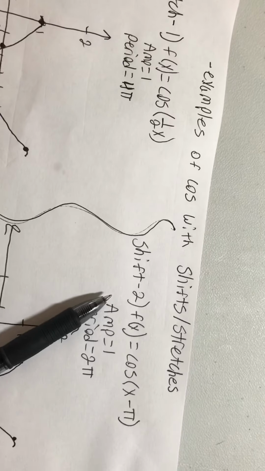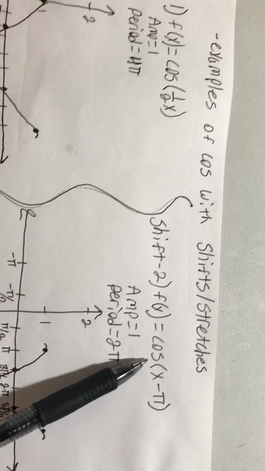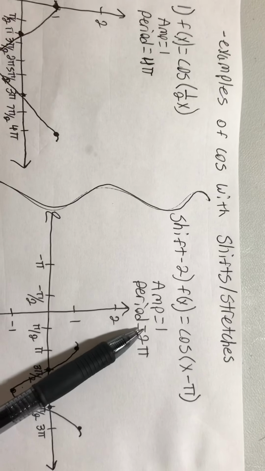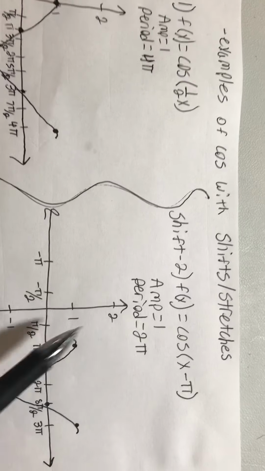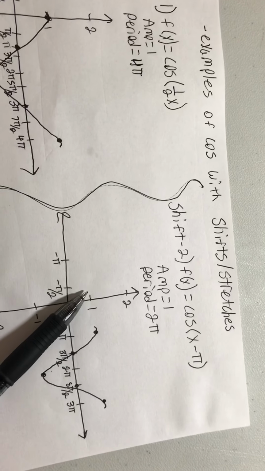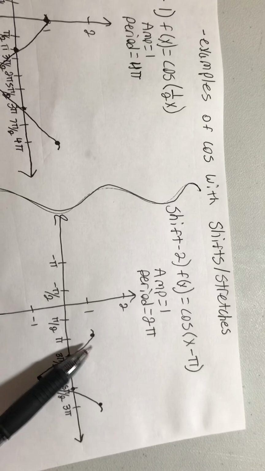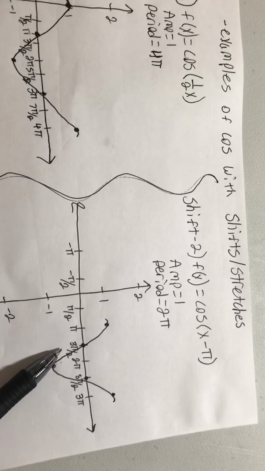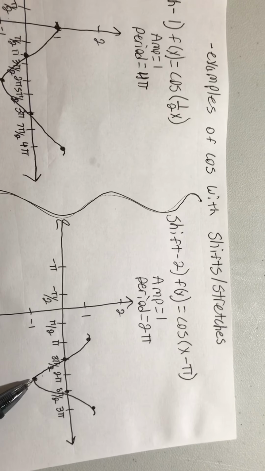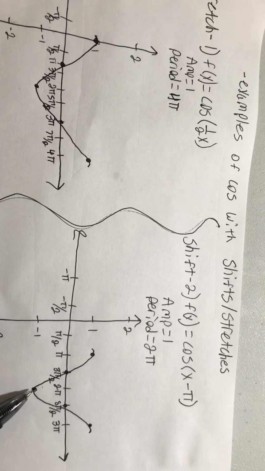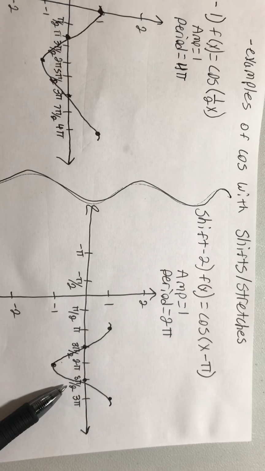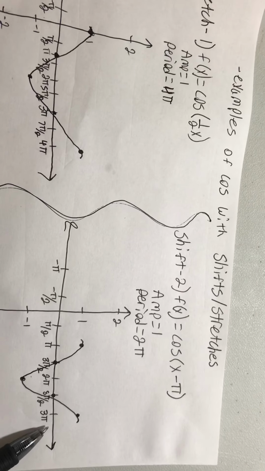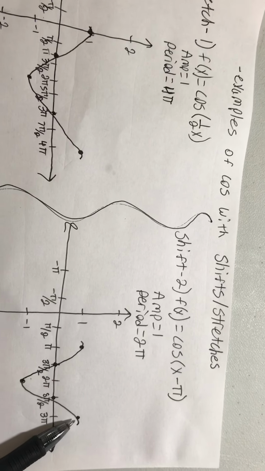Then we have a shift, and our equation is f of x equals cosine of x minus pi. Our amplitude is 1 and our period is 2 pi. Instead of starting here at 0, we're going to start here at pi at 1, and then the next point is going to be 3 pi over 2 at 0. Then at 2 pi it is going to be at -1, and then 5 pi over 2 at 0, and then our last point is going to be at 3 pi up at 1.